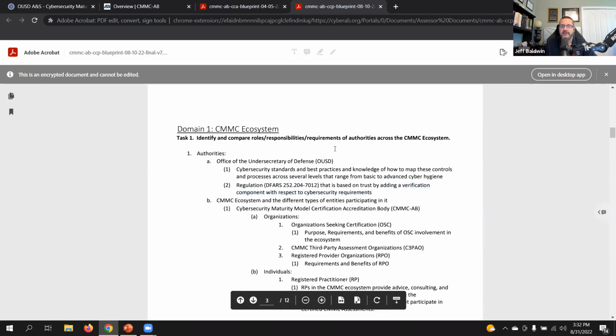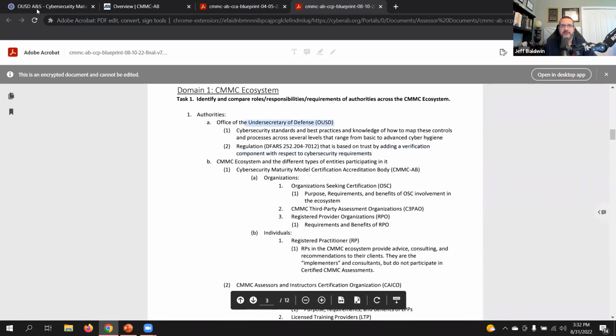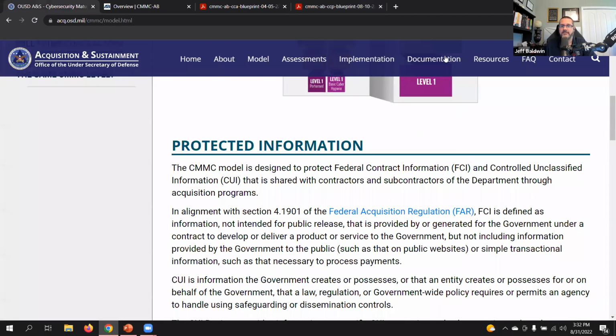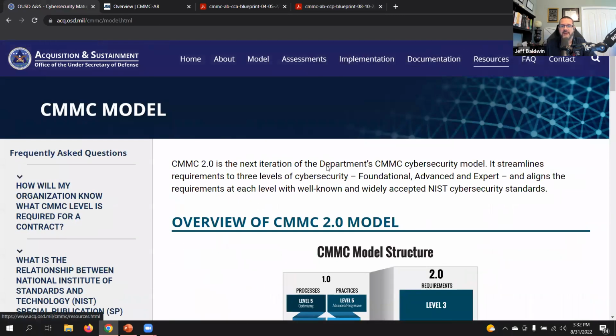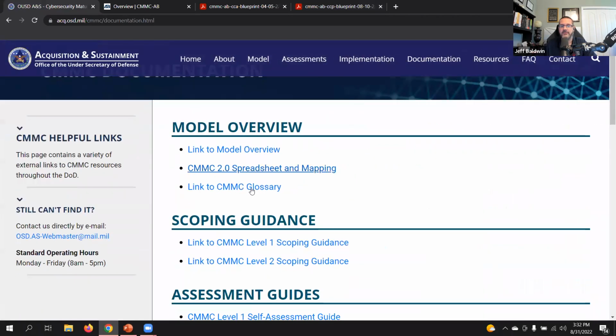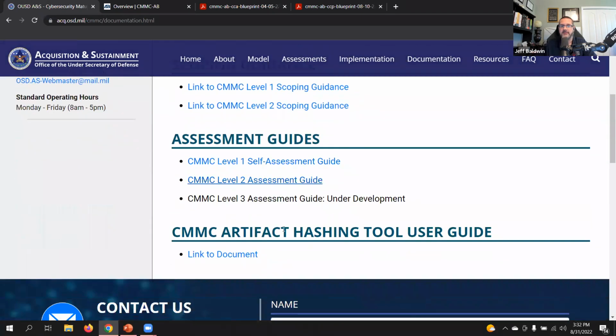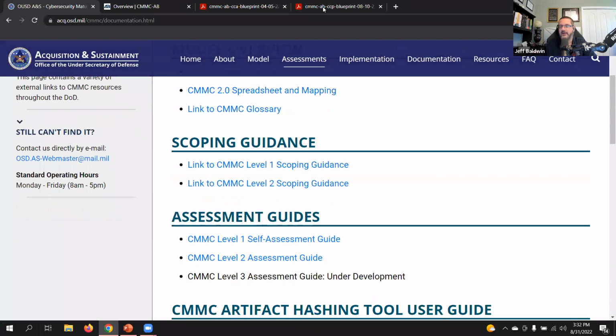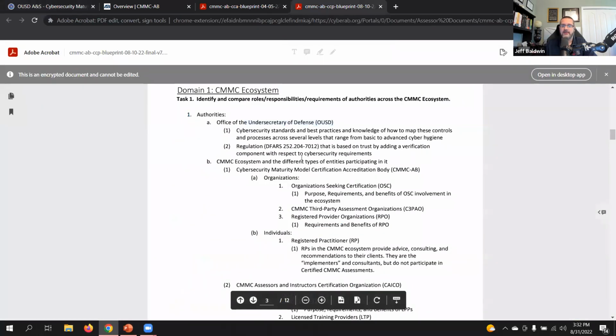So that's kind of the main goal there. The DoD owns the model. So this is the DoD website. It's got some good information on here. The model itself is right here. And there's some glossary, and we'll touch on some of the documentation and the source documents. So moving on for now.